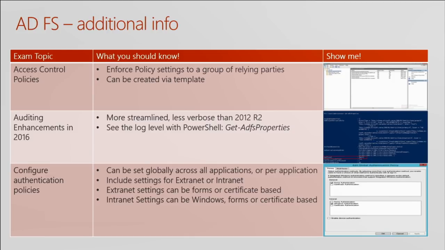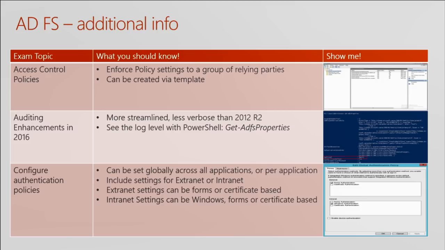So additional info to keep in mind is just enforcing policy settings for relying parties. We can create these via templates. Access control policies are all in place right in the Active Directory Federation server. And there are a lot of auditing enhancements that have been added into 2016, basically logging information. If you did a search or PowerShell command and ran get ADFS properties, you'd be able to get information around what's being run on the servers.